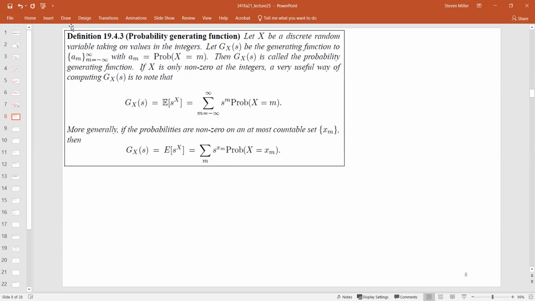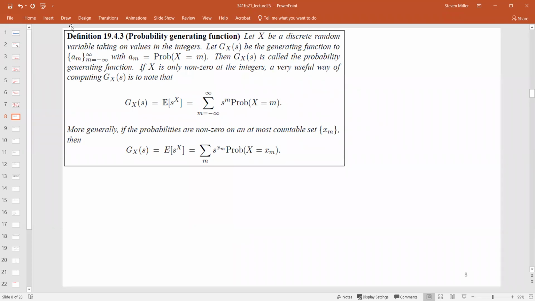So let X be a discrete random variable taking on values in the integers. It's extremely important that we decide what we are talking about in terms of where the probabilities live. So these are discrete random variables; continuous random variables we will talk about later. And we are assuming that things are integer.